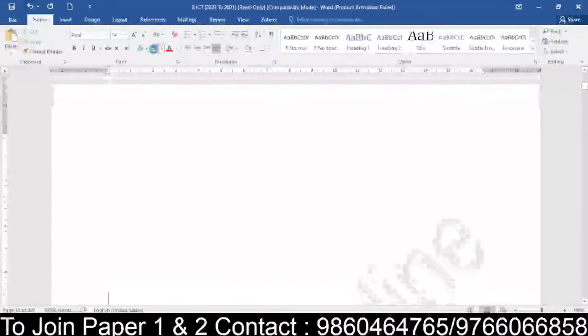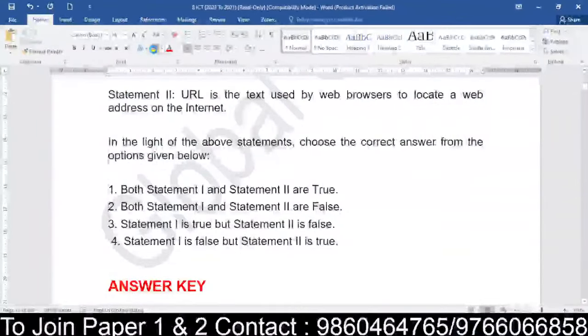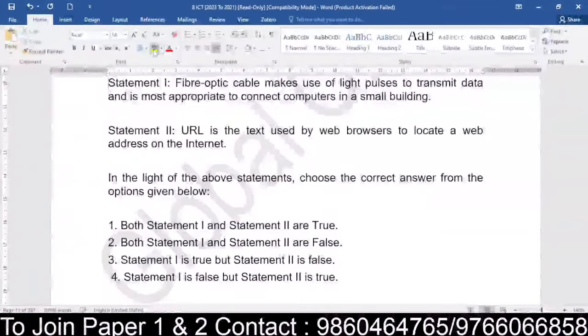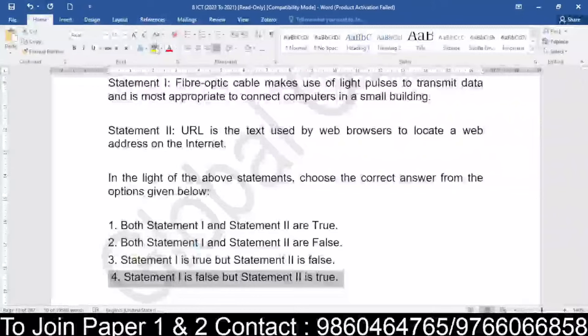Now coming to question number 5, everyone. We have again two statements over here, and you need to read both and come to the right answer. Fiber optic cables make use of light pulses to transmit data to connect computers in a small building, and URL is the text which is used by web browsers to locate a web address. Which statement stands to be correct? Fiber optic cable makes use of light pulses to transmit data, but is it the most appropriate way to connect computers in a small building? Definitely not. And URL is the text used by web browsers to locate a web address on the internet. So yes, statement number one is false, whereas statement number two stands to be correct.